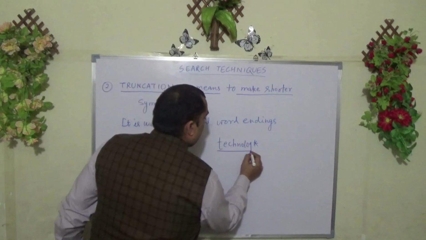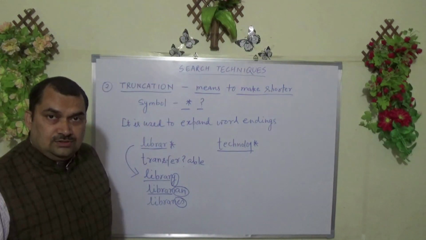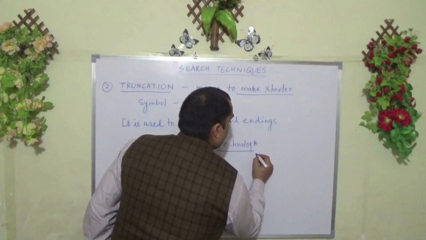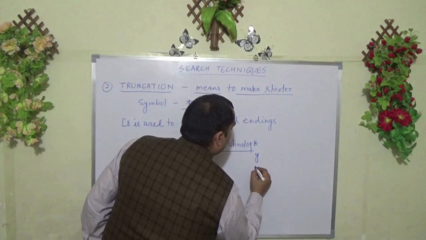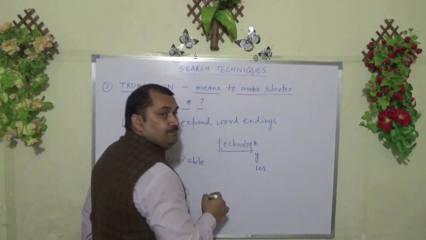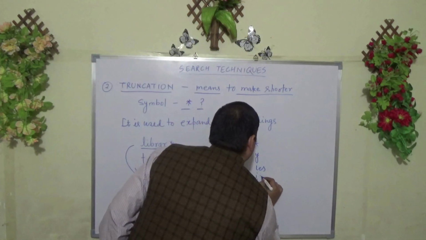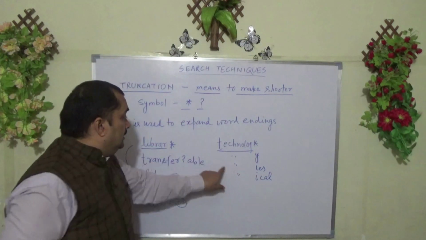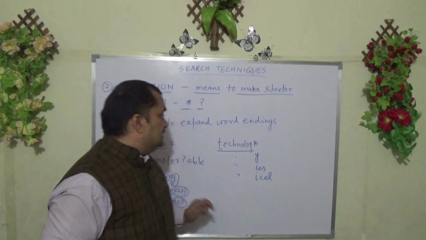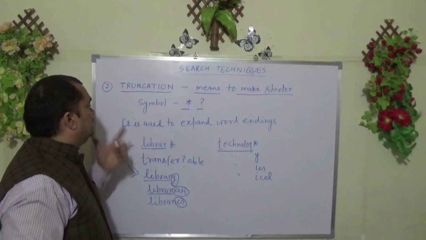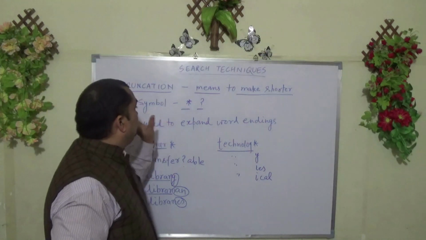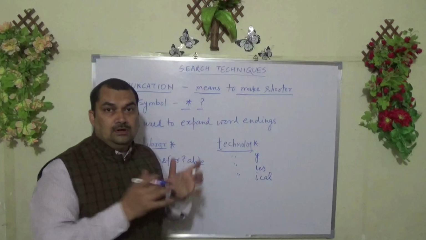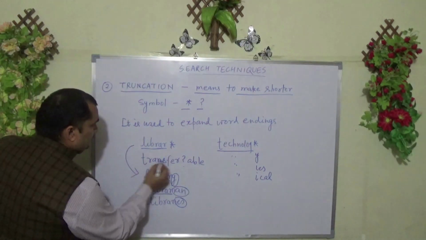Similarly, I have taken one example of technology, TECHNOLOG. So after this it will predict Y, technology, technologies, technological. So this part will remain common. Technology, technologies, technological. So the purpose of using truncation is to use the shorter word to expand the word endings. By two examples we have seen.